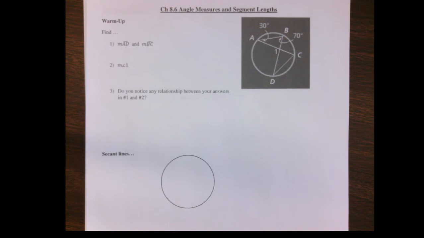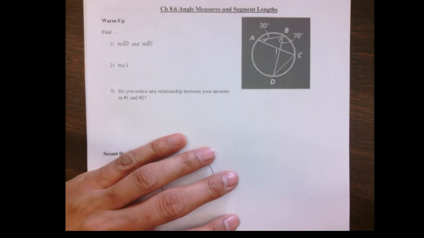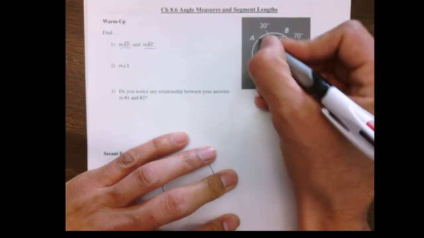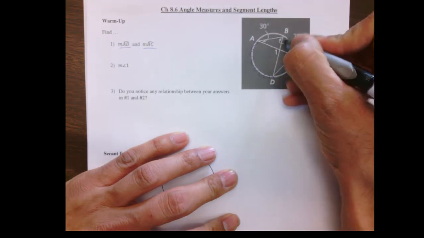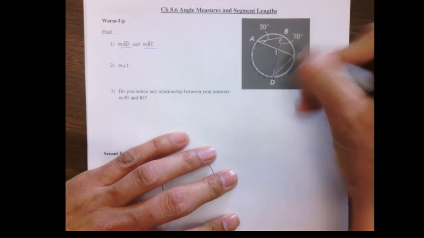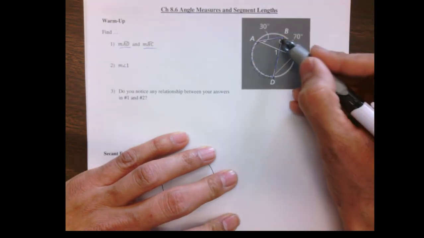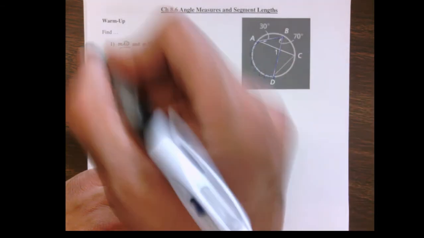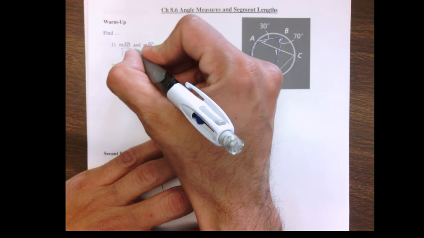Okay, how did it go? Did it go well? I'm sure it did. Okay, hopefully this isn't too bad. They want arc AD and BC. Arc AD is over here. It's intercepted by this inscribed angle. So if this is 70, then that means this arc is going to be 140, 2 times the inscribed angle.